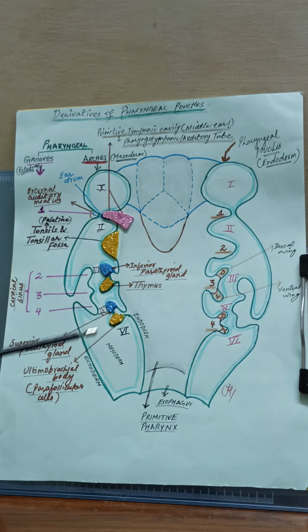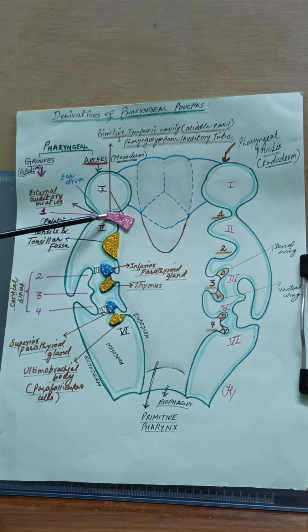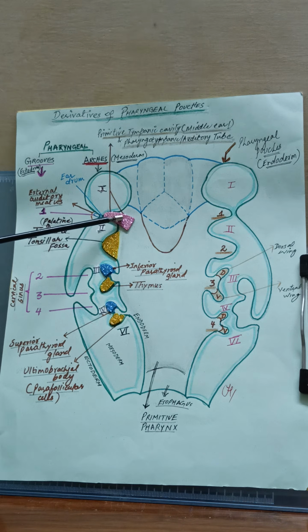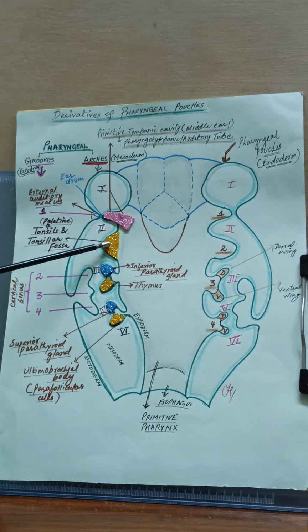So for the derivatives, let's start with the first pharyngeal pouch. It will give rise to the primitive tympanic cavity or middle ear, and here we can see the pharyngotympanic or auditory tube, these being derived from the first pharyngeal pouch. Now come towards the second pharyngeal pouch. It will give rise to tonsils, especially the palatine tonsil, along with the tonsillar fossa.